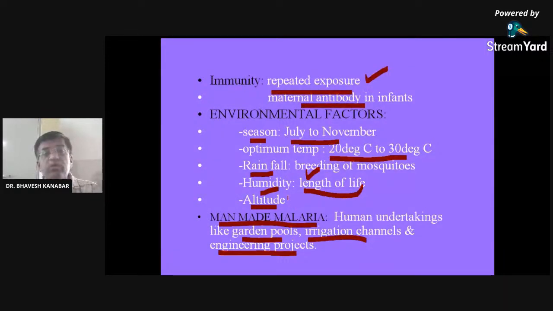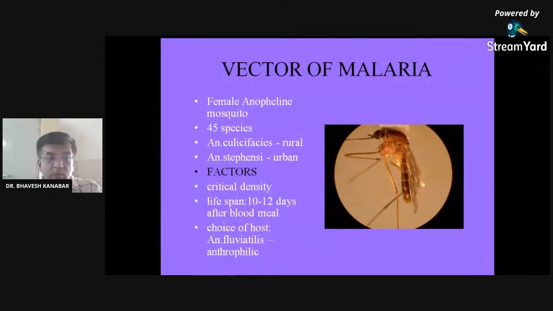So we have artificial water collection by our human activity. It can lead to development of the mosquito, more breeding of the mosquito, and so there is a repeated mosquito bite, and it can lead to malaria. So vector of the malaria, you already answered, female Anopheles mosquito.